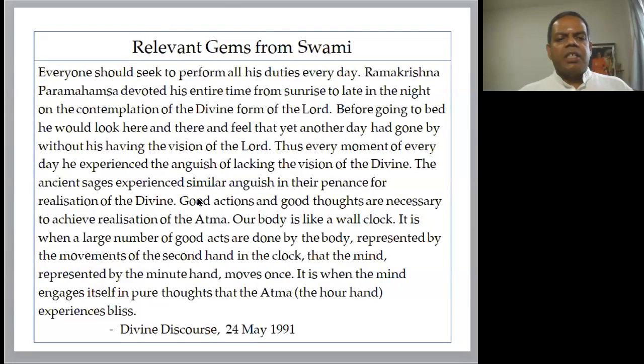The ancient sages experienced similar anguish in their penance for realization of the divine. Good actions and good thoughts are necessary to achieve the realization of the Atma. Our body is like a wall clock. It is when a large number of good acts are done by the body, represented by the movements of the second hand in the clock, that the mind, represented by the minute hand, moves once. It is when the mind engages itself in pure thoughts that Atma, the other hand, experiences bliss.